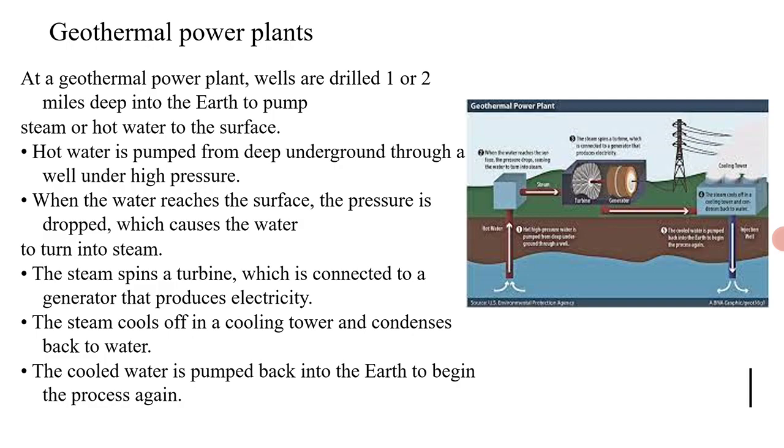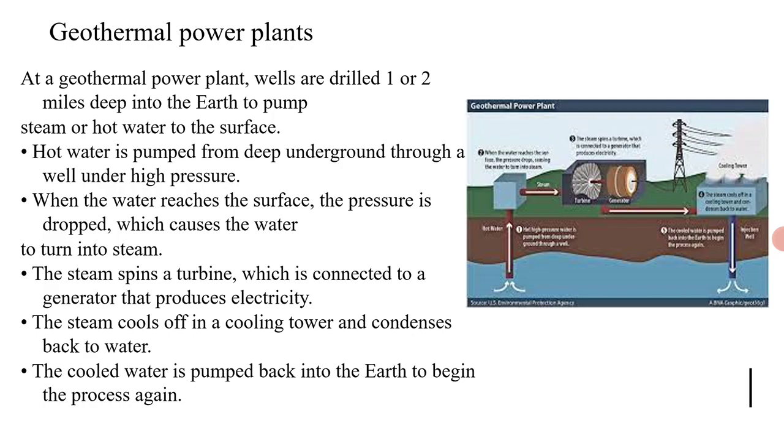We can see the diagram here, and let us discuss how geothermal power plants actually work. At a geothermal power plant, wells are drilled 1 or 2 miles deep into the earth to pump steam or hot water to the surface. Now here we are using underground hot water, which is heated up due to the earth's internal heat. Hot water is pumped from deep underground through a well under high pressure. This is the first step.